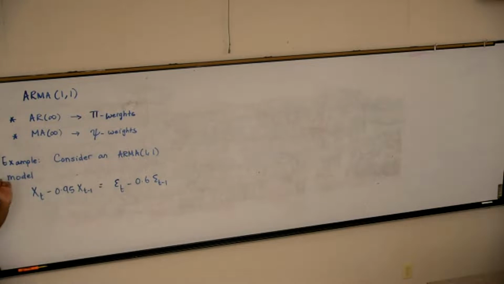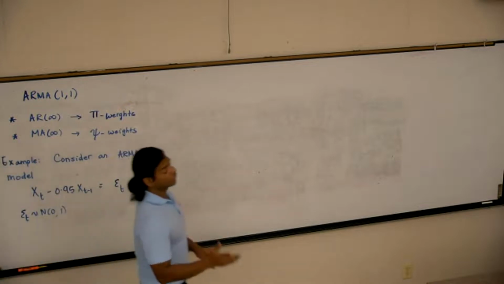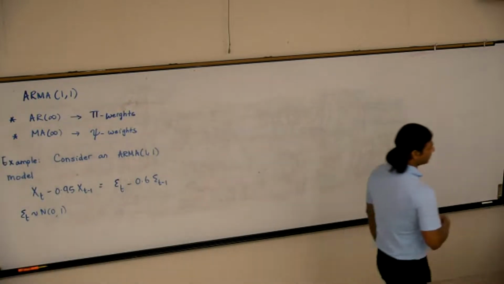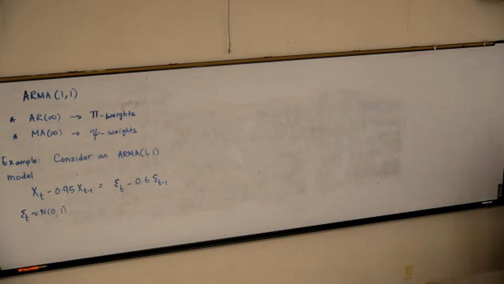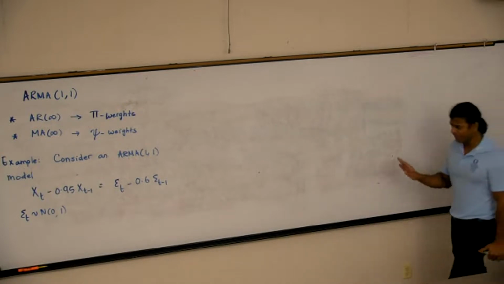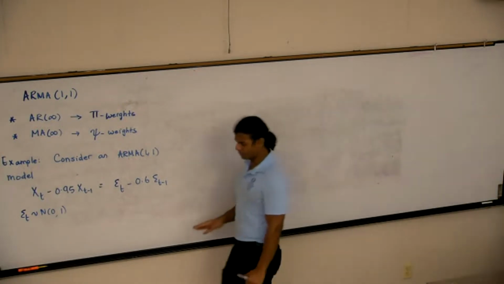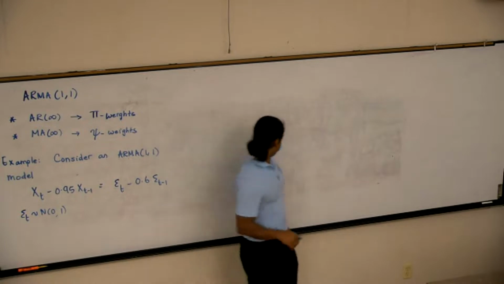So that is our ARMA(1,1) model, and I'm giving you this, and as always, epsilon t is normally distributed, mean 0, standard deviation 1. Of course, I could have mean 0, standard deviation sigma. I'm just using 0 and 1.